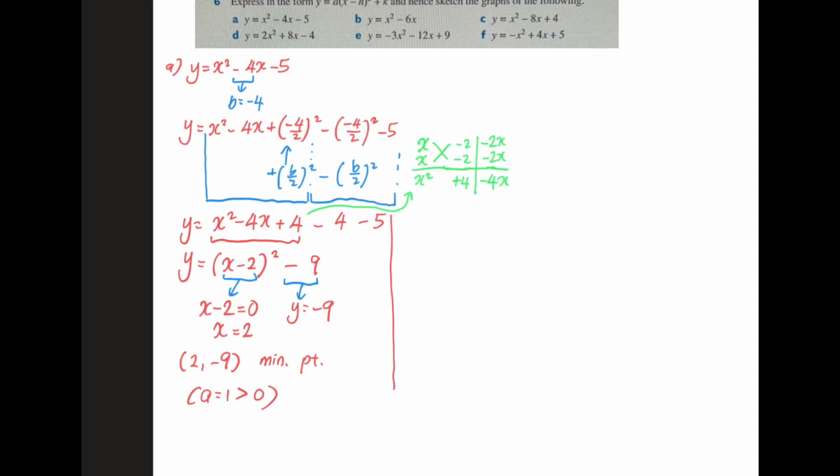Now the next step is we find the x-intercept. So we let y equal to 0.